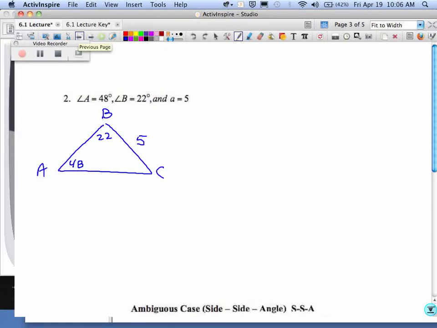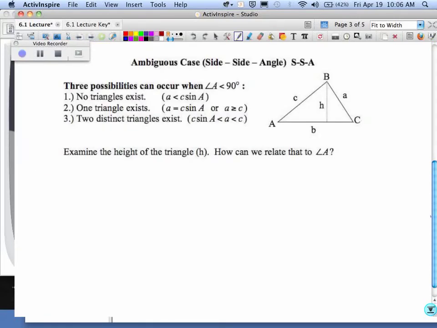So here's where they're talking about the ambiguous case. If you look at the triangle over there, ABC, it's drawn in. H is called an altitude of the triangle. It's the height of the triangle. It's coming out of one angle to the opposite side.